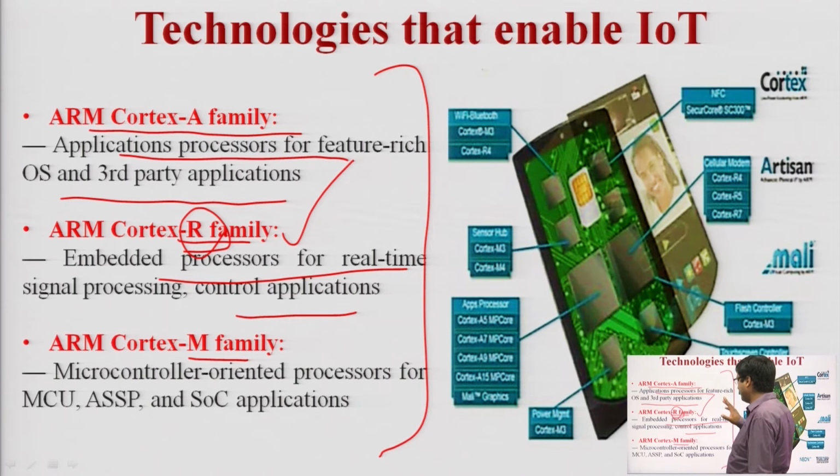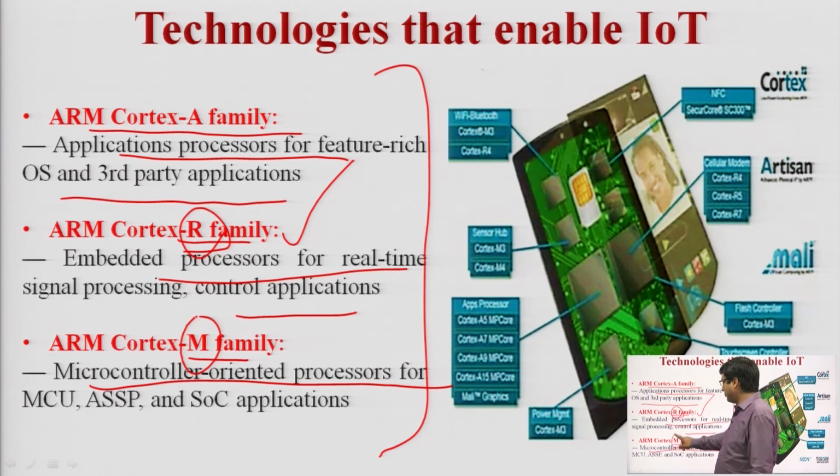For control applications we can use the ARM Cortex-M family, which is for microcontroller-oriented processors. M means microcontroller unit. ASSP means application specific, that is, a device manufactured for one application and dedicated to that application. For example, in a washing machine we can wash clothes. In a microwave oven we can prepare food, but a microwave oven cannot be used for washing clothes. That is application specific.